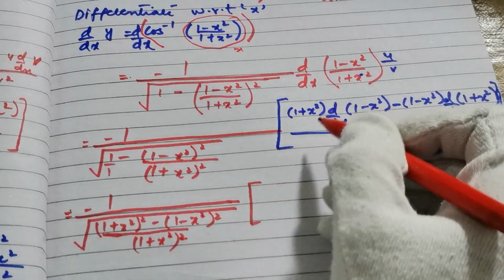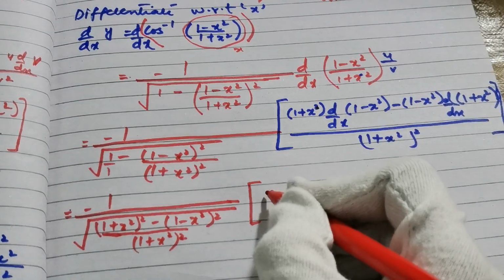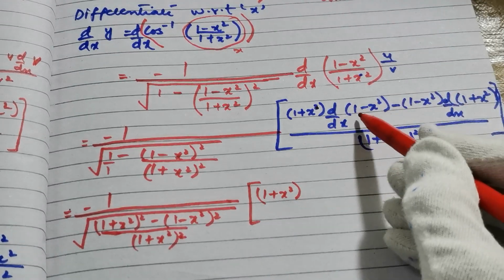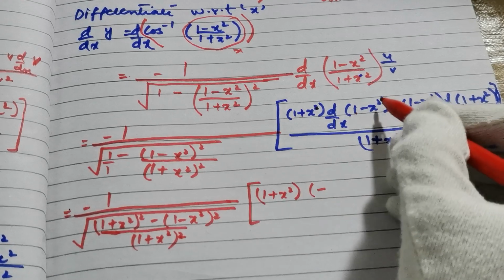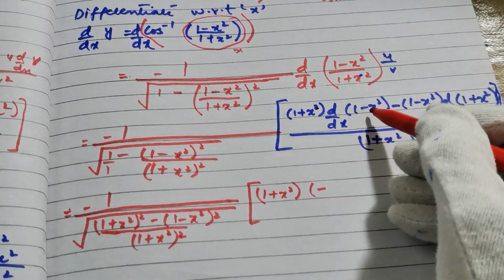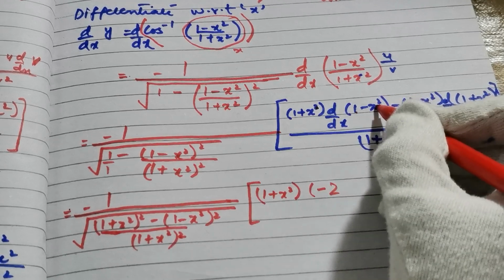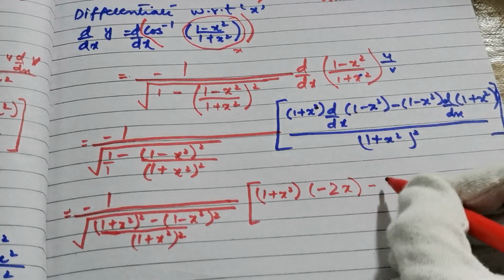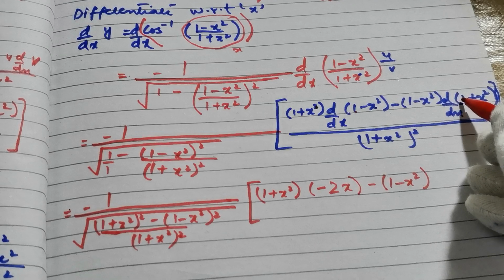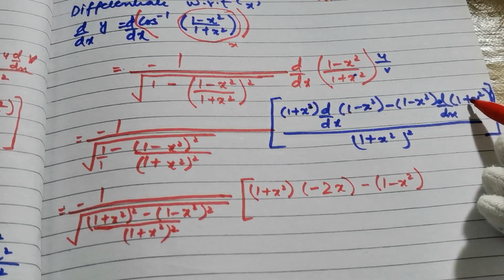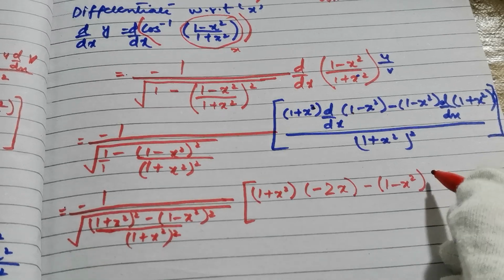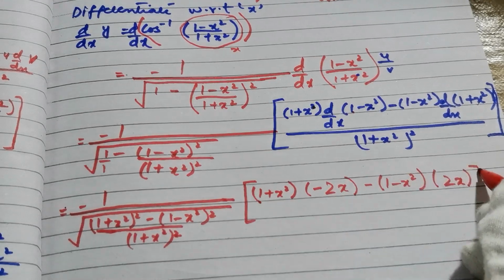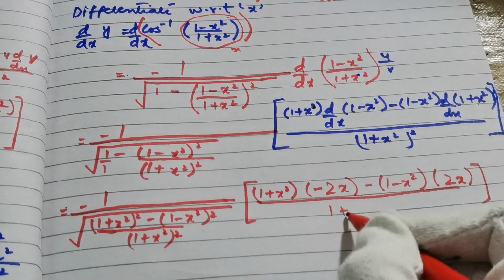Now 1 plus x square as it is. The derivative of 1 is a constant, and the derivative of any constant is 0. Minus as it is x square. For the derivative of x square, we apply the power rule, where n is 2, and x to the power 2 minus 1 becomes x. So the derivative of minus x square is minus 2x. Then minus 1 minus x square. The derivative of 1 is 0, plus the derivative of x square, where n is 2, gives 2x. So 1 plus x square whole square as it is.